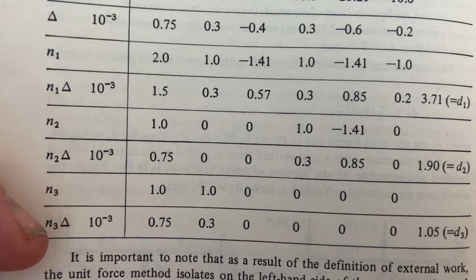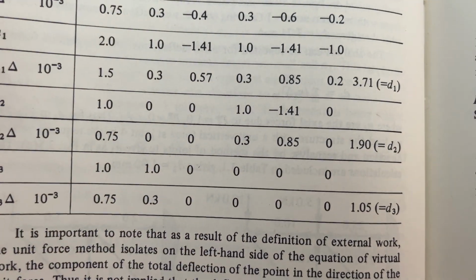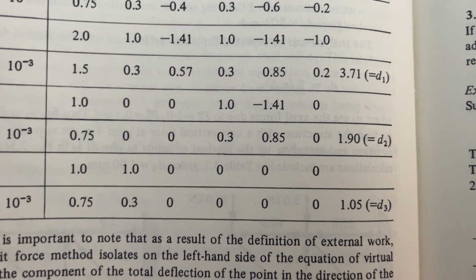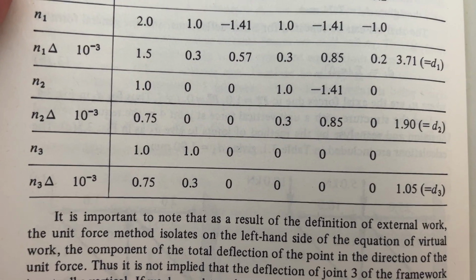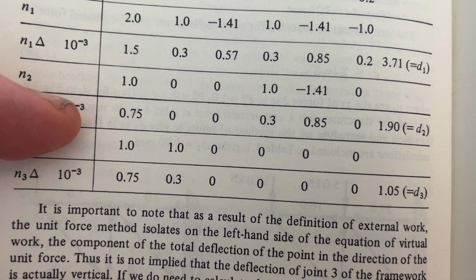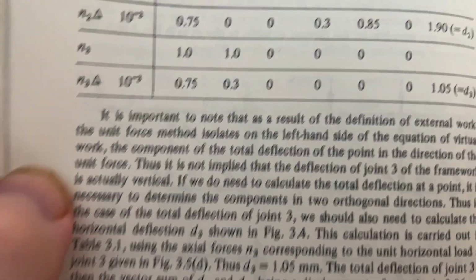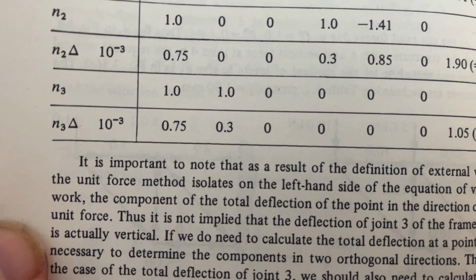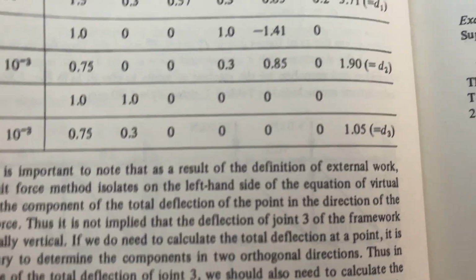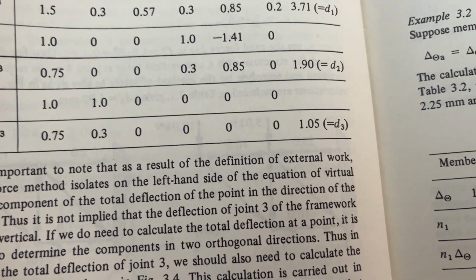3.71 millimeters. And the same thing with N2: 1, 0, 0, 1, minus 1.41, 0. N2 times delta again, times 10 to the power of 3 meters. And you add them up and you get 1.9. And then you've got N3, 1, 1, 0, 0, 0. N3 delta 0.75, 0.3.